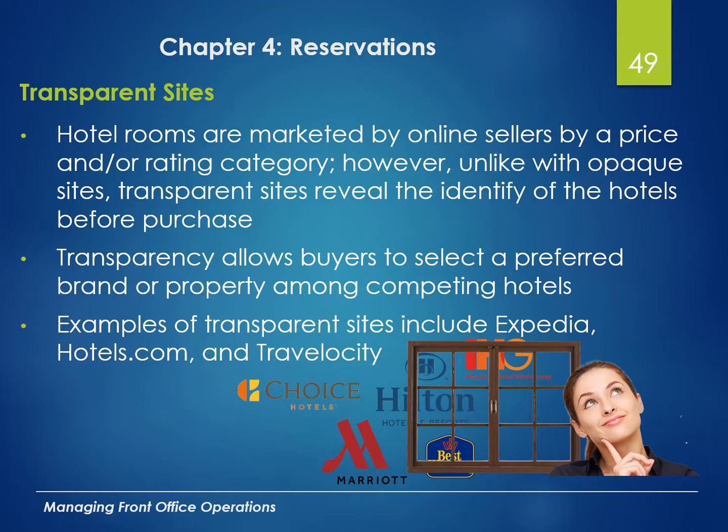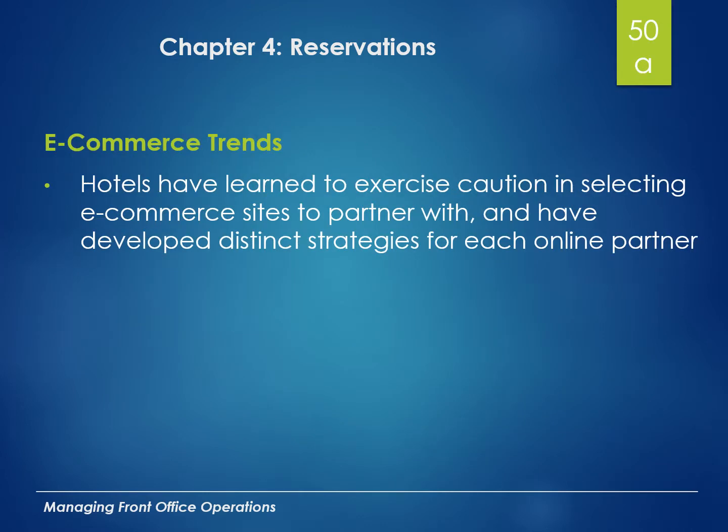If they want a specific site, they can look at that hotel, open up their maps, and look specifically where that hotel is on the map. Something you cannot do with the opaque sites. So examples of our transparent sites include Expedia, Hotels.com, and Travelocity. So we can actually see what brands. I would challenge you to go to these different sites and go to Hotwire and Priceline, and then go to the other ones and you can see the difference between the opaque and transparency sites.